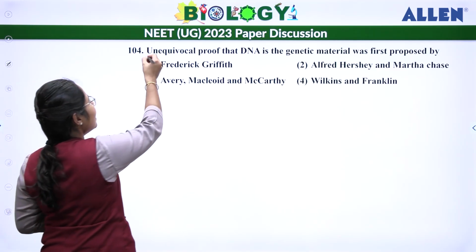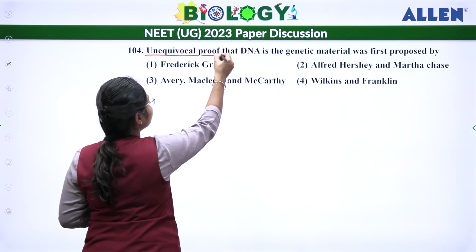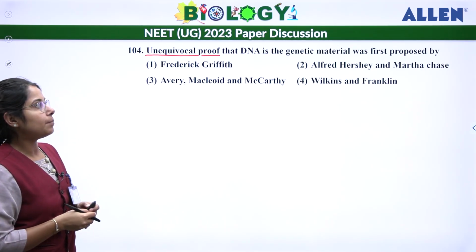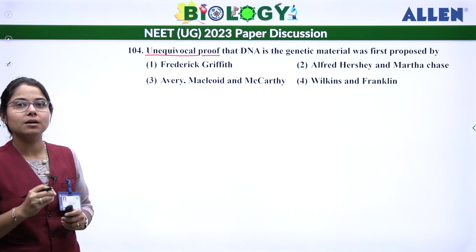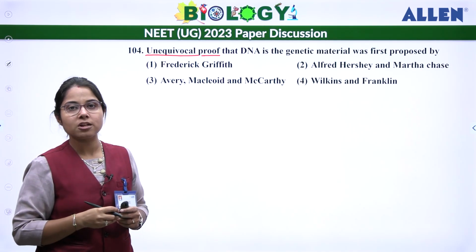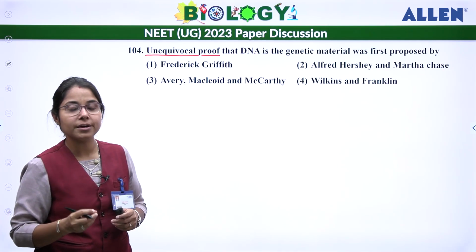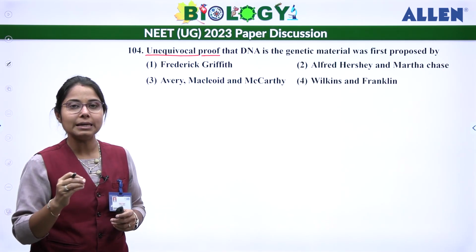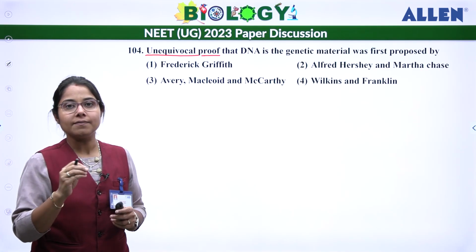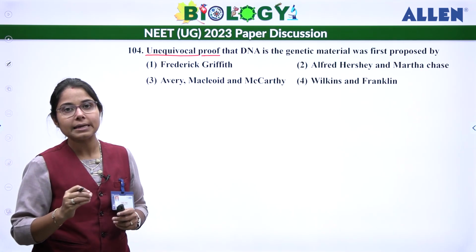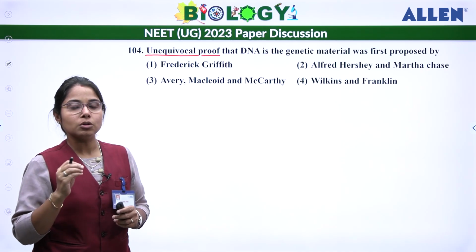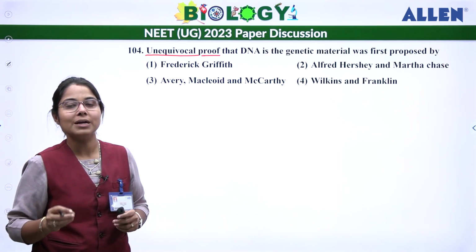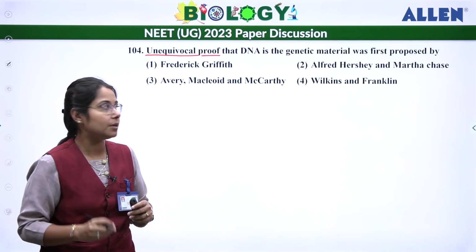Now, unequivocal proof that DNA is the genetic material was proposed by the Hershey and Chase experiment, which worked upon the bacteriophage, where in the protein the sulfur was labeled, and in the DNA the phosphorus was labeled. So that experiment was used to give an unequivocal proof that DNA is the genetic material.